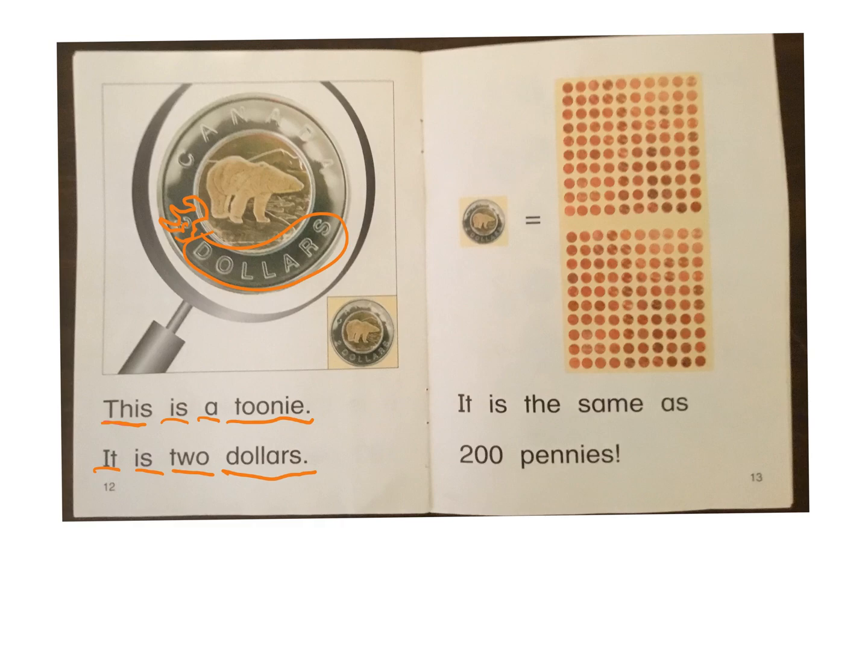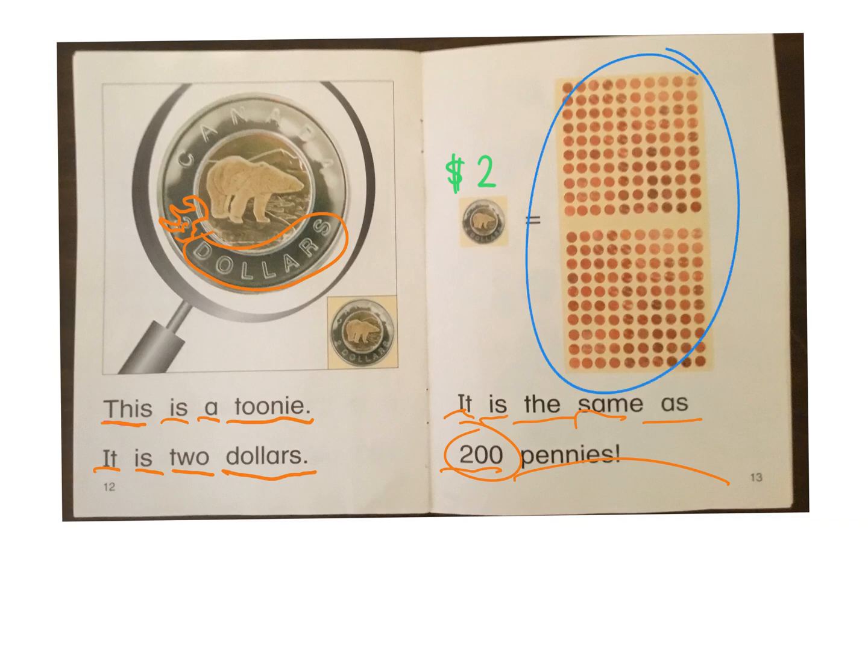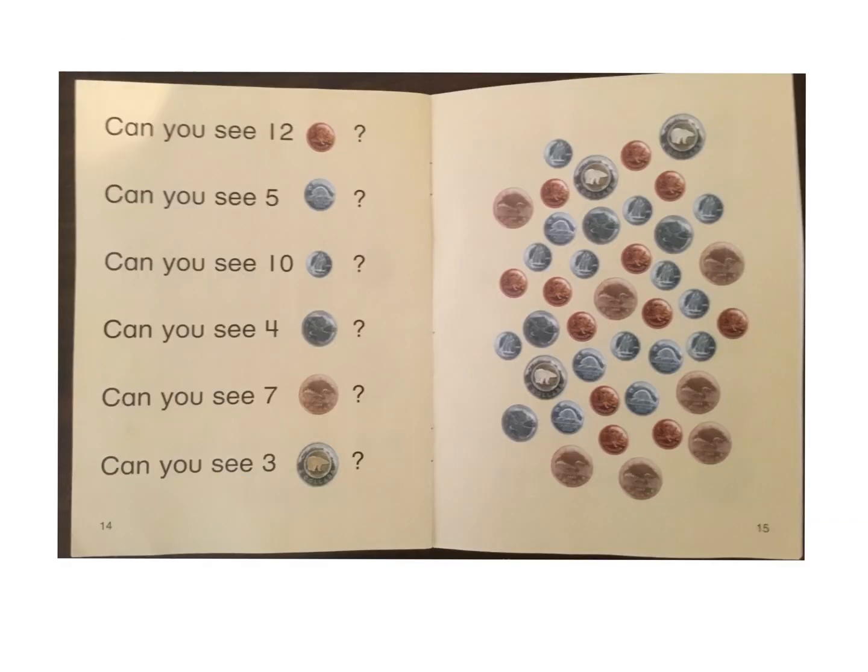How many pennies do you think a toonie is equal to? 200. Let's read. It is the same as 200 pennies. Okay, so let's put the dollar symbol. $2 equals, and how many pennies are here? 200. 200 cents. Wow, that's a lot of pennies.